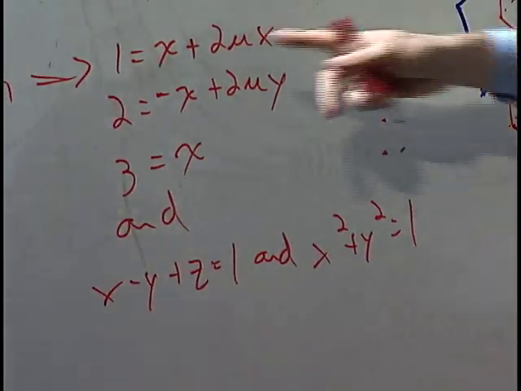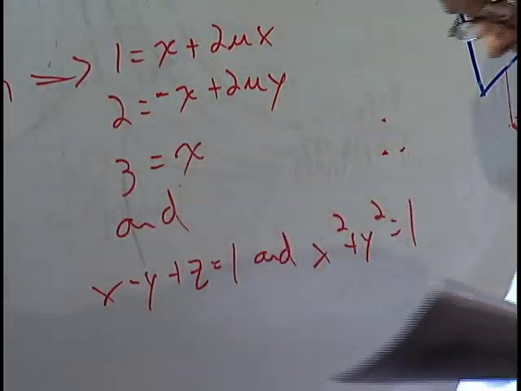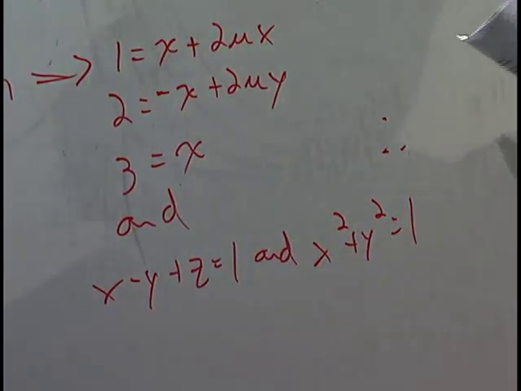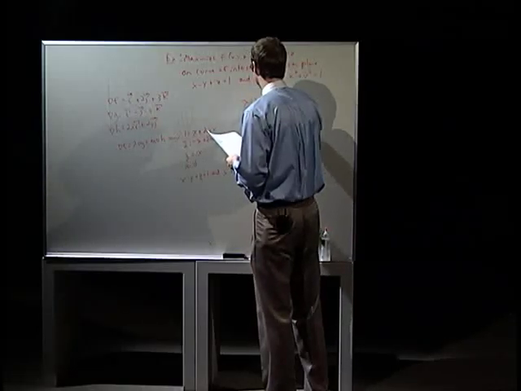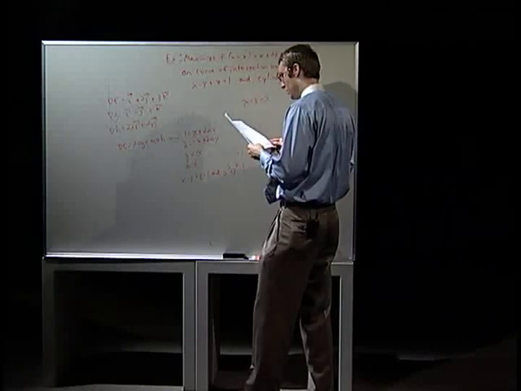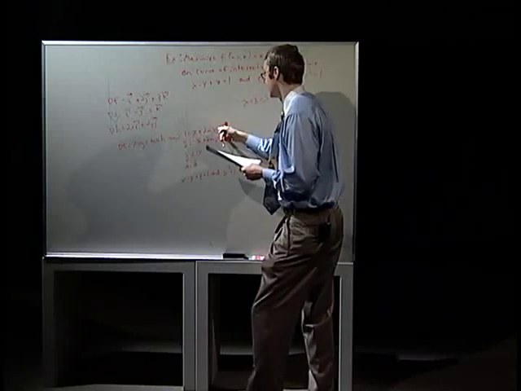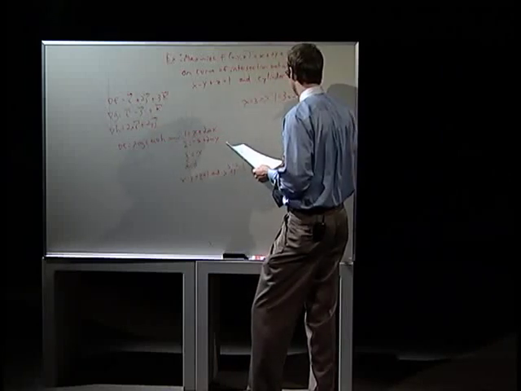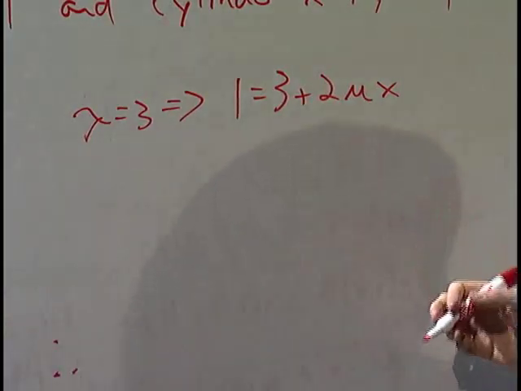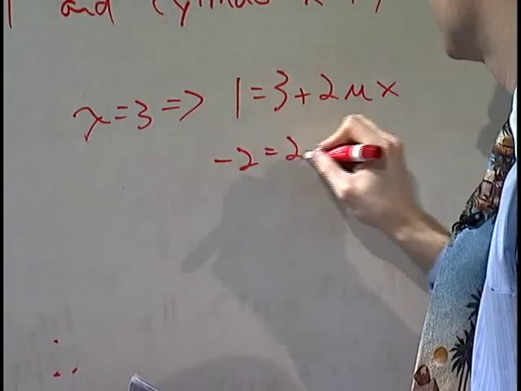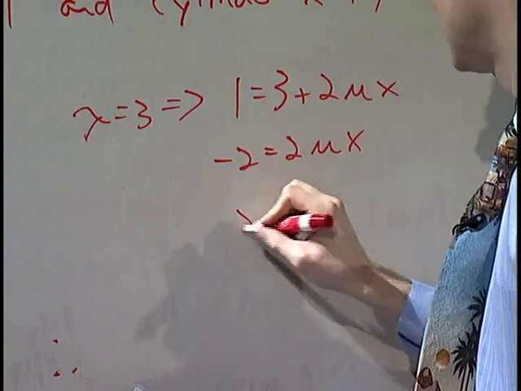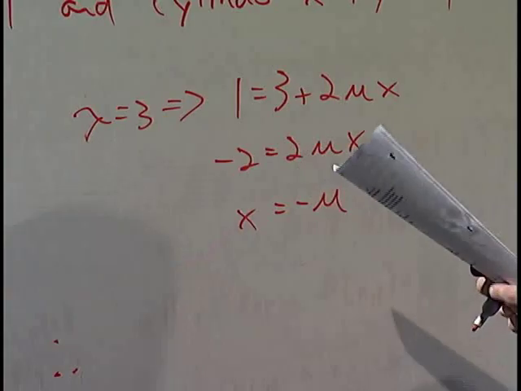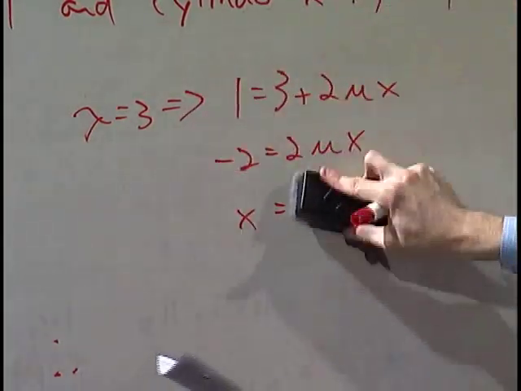Well, we know that lambda is equal to 3. That's a big help. So let's try to get an expression for x and y in terms of mu. So lambda equals 3 implies what? We're looking at this first expression here. So we have 1 equals 3 plus 2 mu x, plugging in 3 for lambda. That means negative 2 equals 2 mu x. So x is equal to negative 1 over mu.